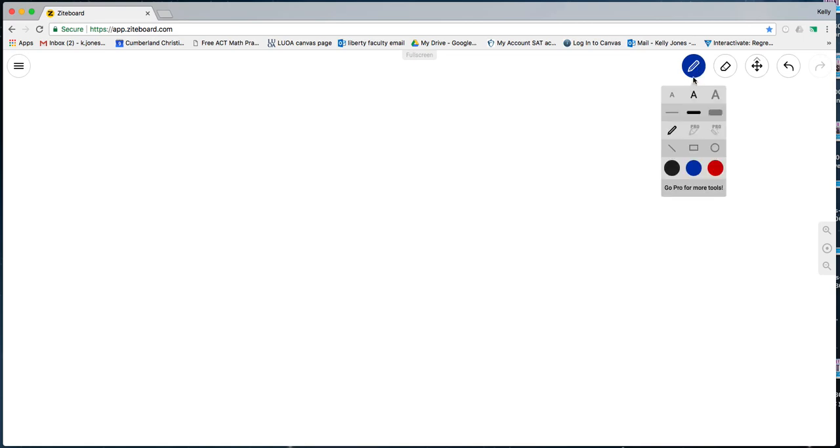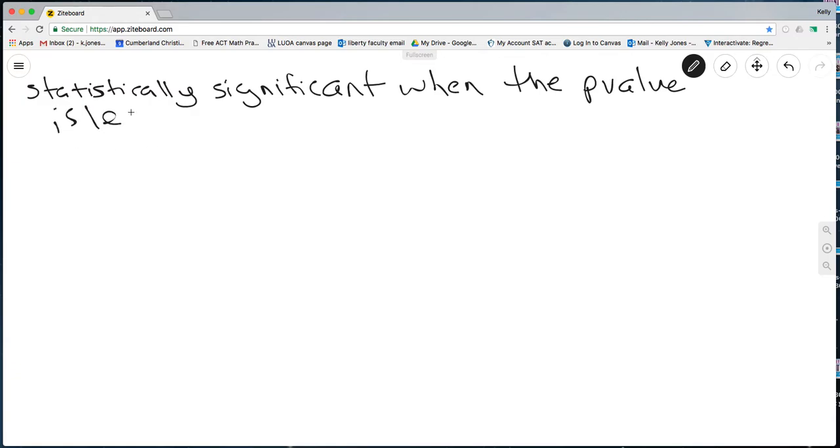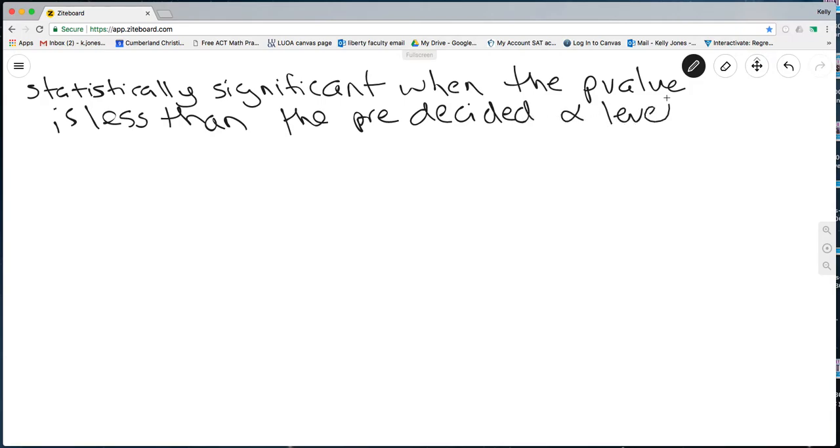All right, so make sure you do understand what statistically significant means, and I will go ahead and tell you that. Something is statistically significant when the p-value is less than, and it has to be less than, that means smaller than, the pre-decided alpha level.